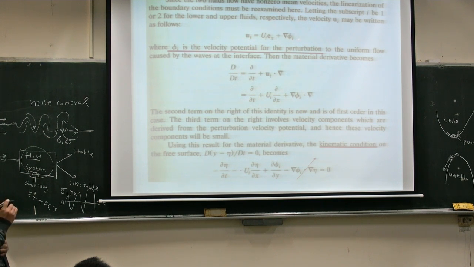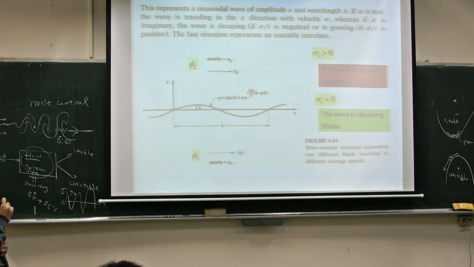Our velocity is represented as capital Ui, the potential in the x direction, times the unit vector in the x direction, plus gradient phi i here. So this is the representation of the substantial derivative from our chapter 1, remember. And for this kind of interface problem in chapter 6, there are boundary conditions.